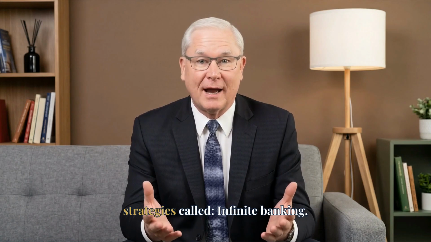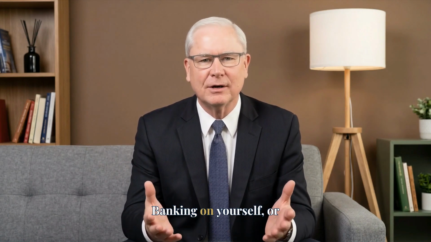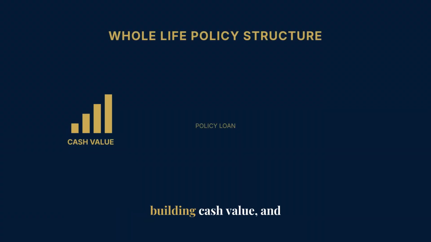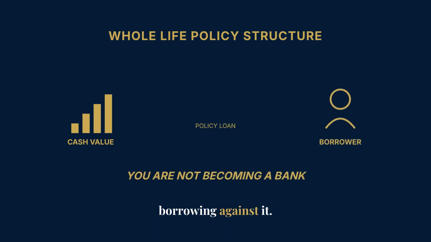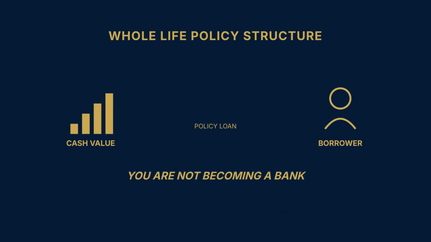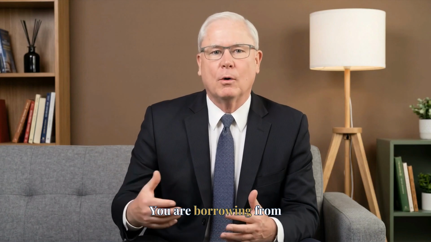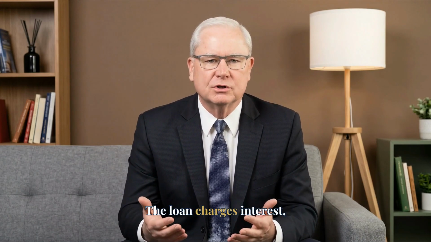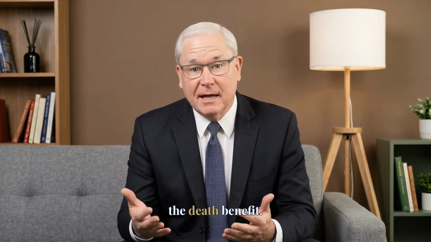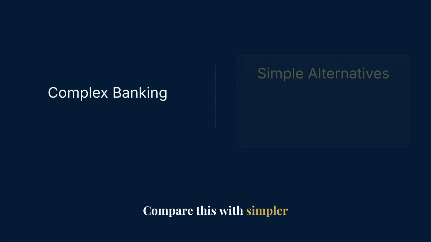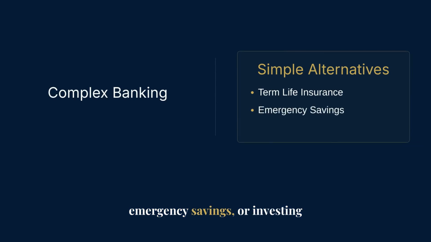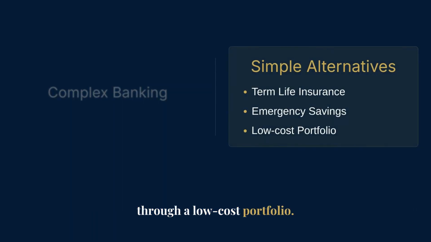You may also hear strategies called infinite banking, banking on yourself, or be your own banker. These involve purchasing a specially designed whole life policy, building cash value, and borrowing against it. But remember, you are not becoming a bank. You are borrowing from the insurance company using the policy as collateral. The loan charges interest, and unpaid loans reduce the death benefit. Compare this with simpler alternatives such as purchasing term life insurance, building emergency savings, or investing through a low-cost portfolio.